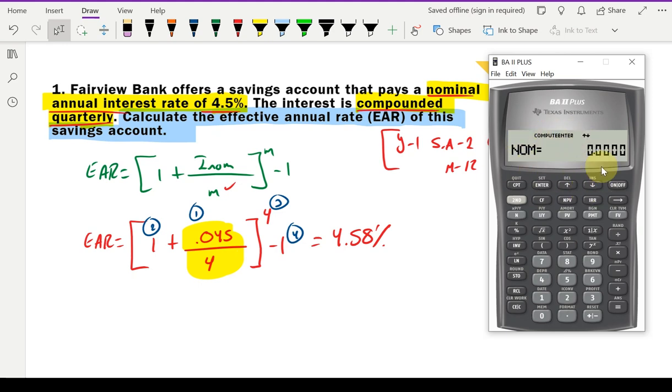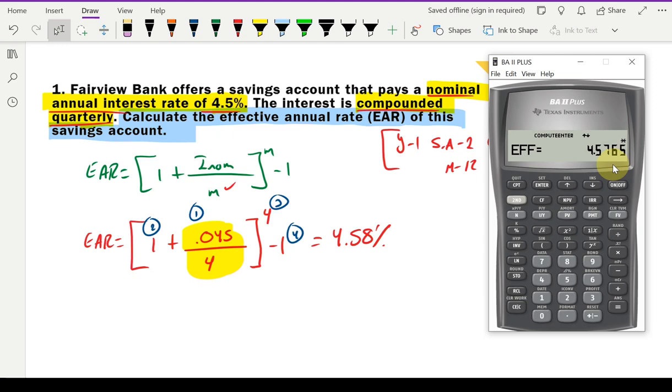And then go down, and then the nominal rate is this 4.5. Notice that here it's in decimal places. On the calculator, it's a full number. You've got to keep that into account. Okay, enter. And then we're going to go down to our effective rate and hit compute. So 4.5765, which is exactly what we got using the formula.